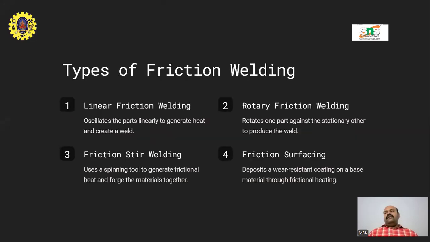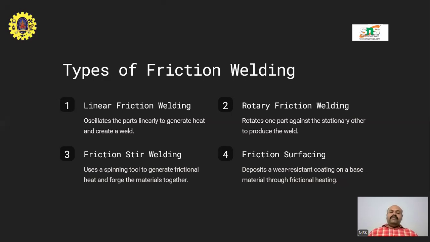So we have four types of friction welding. One is linear friction welding, the other one is rotary friction welding, and then friction stir welding and friction surfacing. These are all important areas of research in recent manufacturing processes.